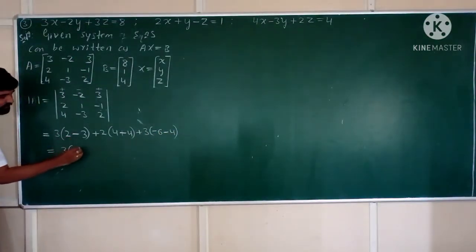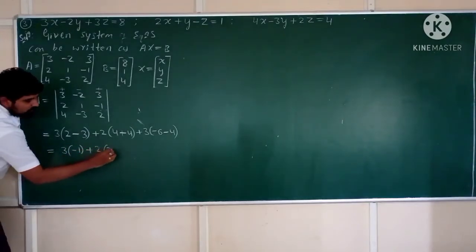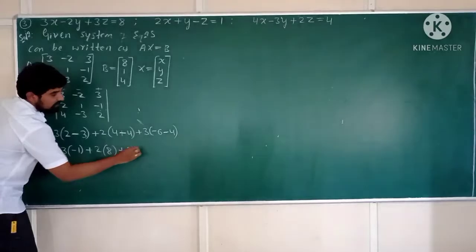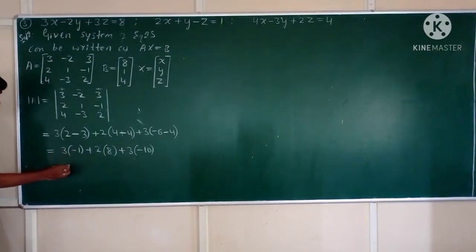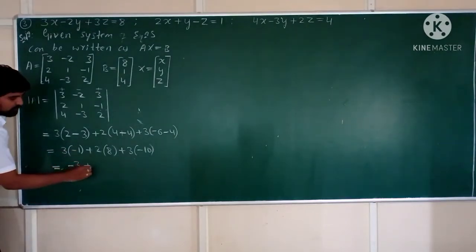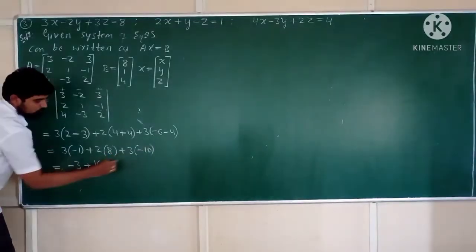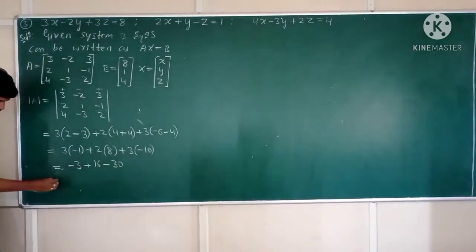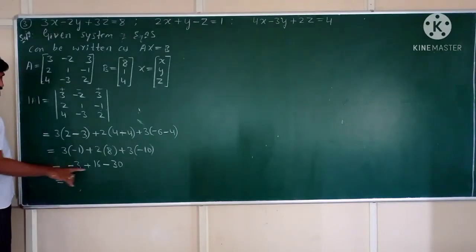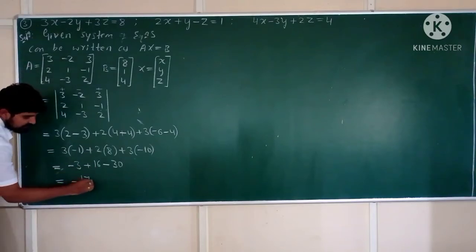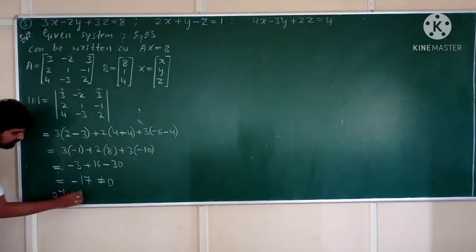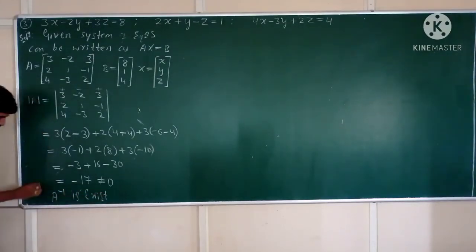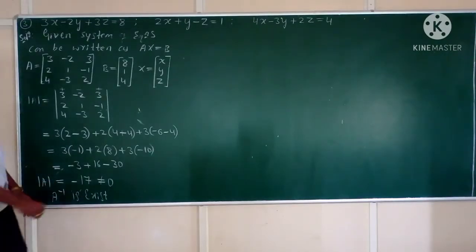which is equal to 3 into 2 minus 3, which is minus 1, plus 2 into 4 plus 4, 8, plus 3 into minus 6 minus 4, which is minus 10, which is equal to 3 into minus 1, minus 3, plus 2 into 8, 16, plus into minus, minus 3 into 10, 30. So minus 3, minus 30, minus 33, minus 33 plus 16, minus 17, which is not equal to 0. Therefore, A inverse exists. Minus 17 is the value of the determinant of the matrix A.